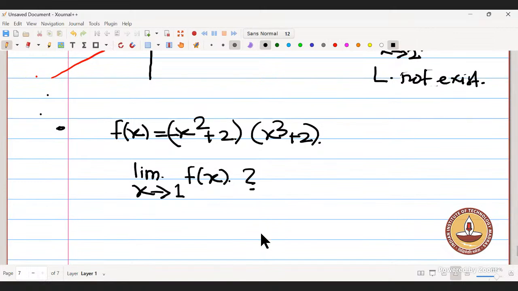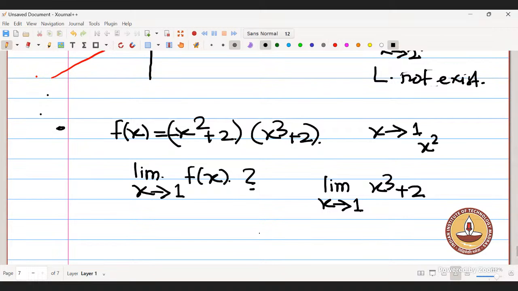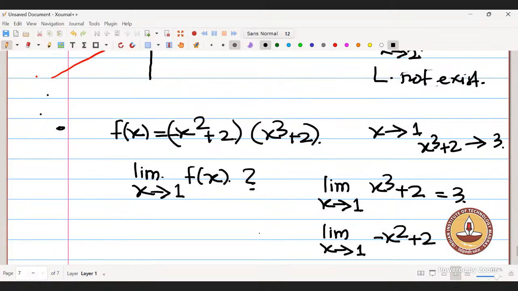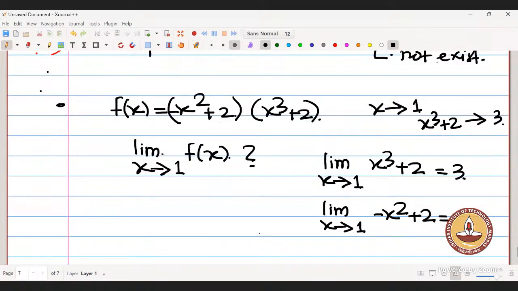Okay, so what will be the limit of this thing? 1 cube plus 2 is 3. So as x tends to 1, x cube plus 2 will go towards 3, right? Yes, sir. So this is 3, right? Yes, sir. Then what about this part? If I write limit x tends to 1, this will go towards 1, right? Yes, sir. And this function is nothing but the product of these two functions, right?